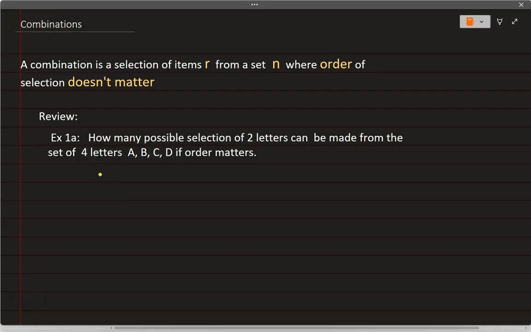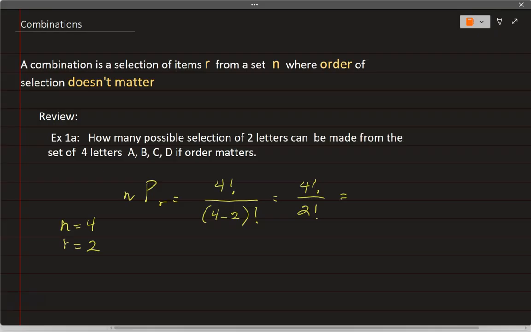So the nPr is very simple. You have 4 factorial on top. You want two letters, so that would be 4 minus 2. So basically n is 4, r is 2, and then you will end up getting 4 factorial over 2 factorial, and then that would be 12. Okay, so there are 12 ways, 12 possible arrangements or selections that can be made.